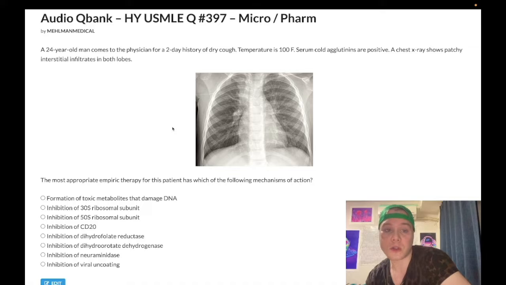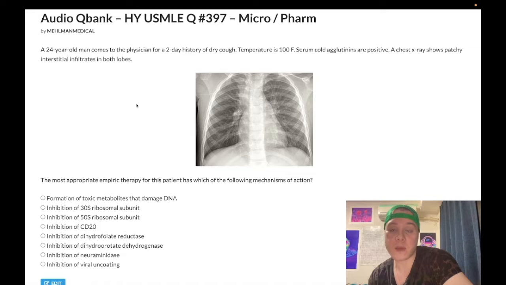So 24-year-old dude, with a history of dry cough, low-grade fever, 100 Fahrenheit, serum cold agglutinins are positive. Chest x-ray shows us patchy interstitial infiltrates in both lobes. USMLE does not expect you to be a radiology attending where you look at this chest x-ray and you're like, yeah, obviously those are interstitial infiltrates bilaterally. Bunch of nonsense, okay? They explicate for you. Patchy interstitial infiltrates in both lobes.